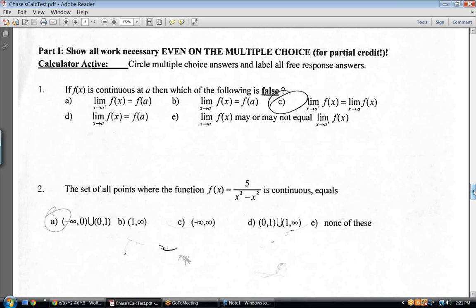D, certainly the limit does not have to equal f of A, so that could be false, but it could be true. E, the limit of f of x as x approaches A from the left may or may not be equal to the limit of f of x as it approaches A from the right. I guess E is more accurate than C. Well, I don't know. Is E false? I guess no, it's not. I think E is true.